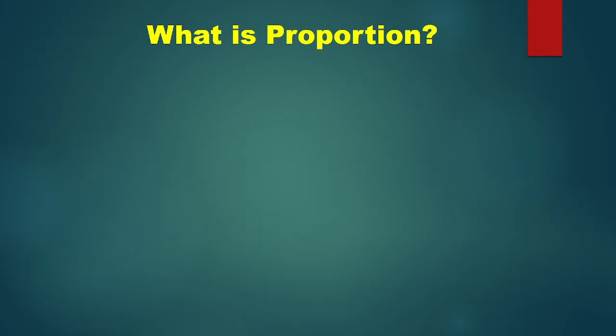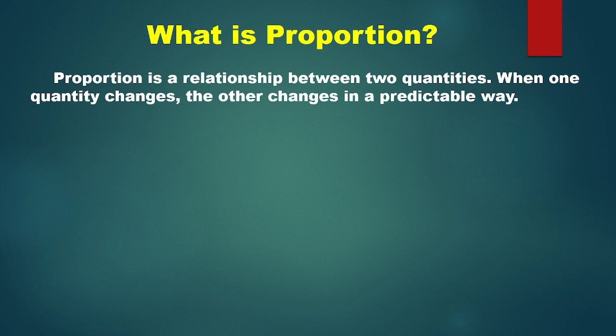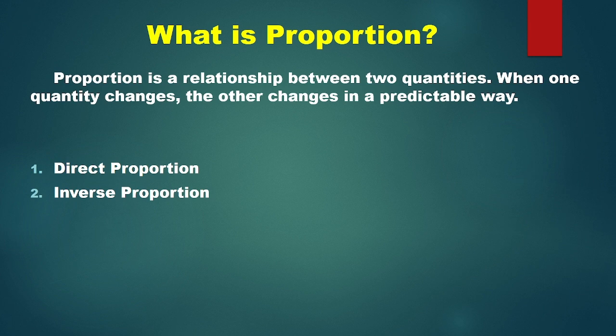Let's start with the meaning of proportion. Proportion is a relationship between two quantities. When one quantity changes, the other changes in a predictable way. There are basically two types of proportion. We have the direct proportion and the indirect or inverse proportion.